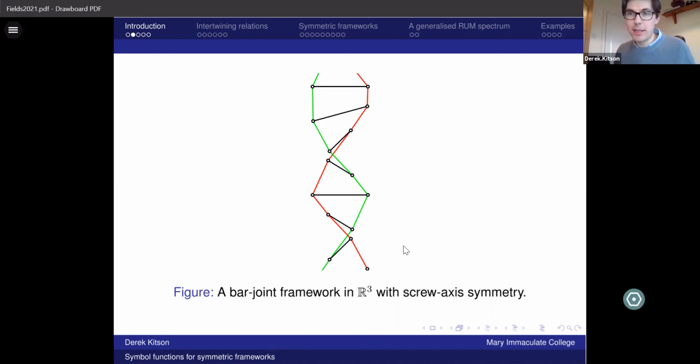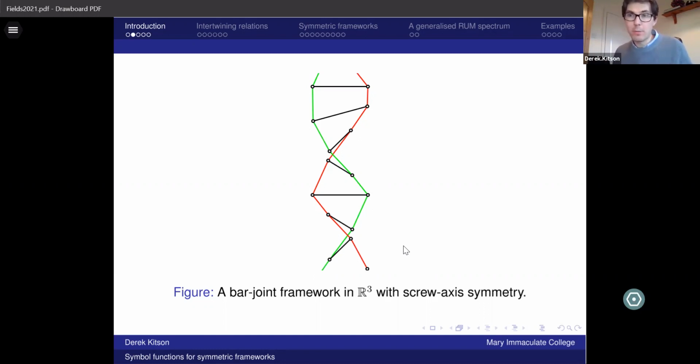We've been calling this the double helix framework, for maybe obvious reasons. Now, it's a symmetric framework, but the type of symmetry, the underlying symmetry group, is Z, the integers, and the symmetry itself is screw axis symmetry. So it's neither a finite framework nor a periodic framework. It doesn't fit into those two categories, but still, it's what you'd imagine we should be able to deal with.